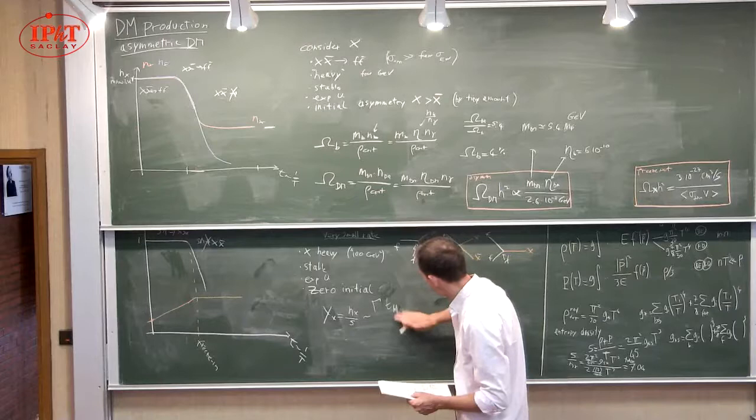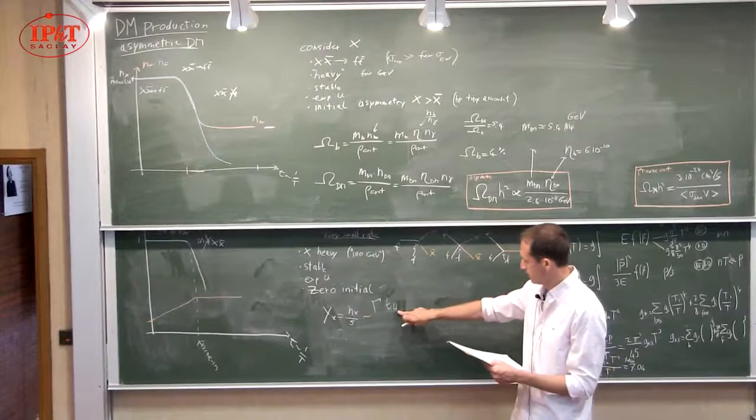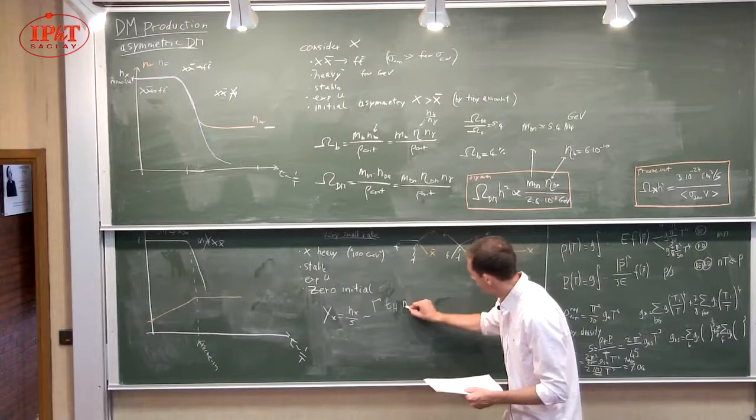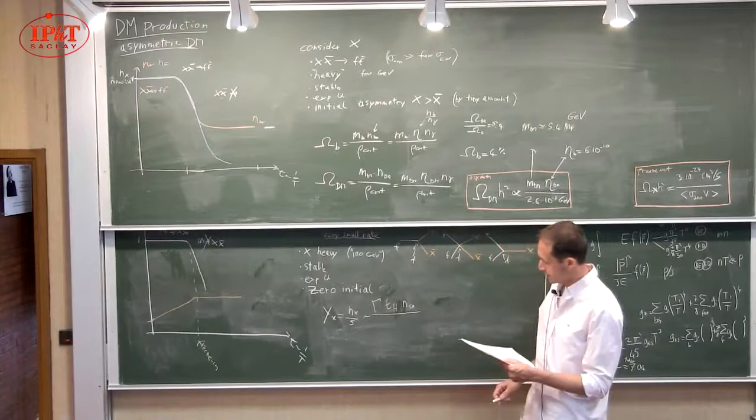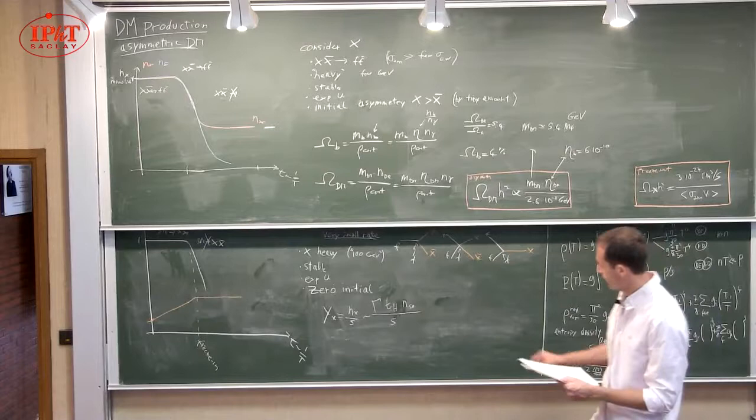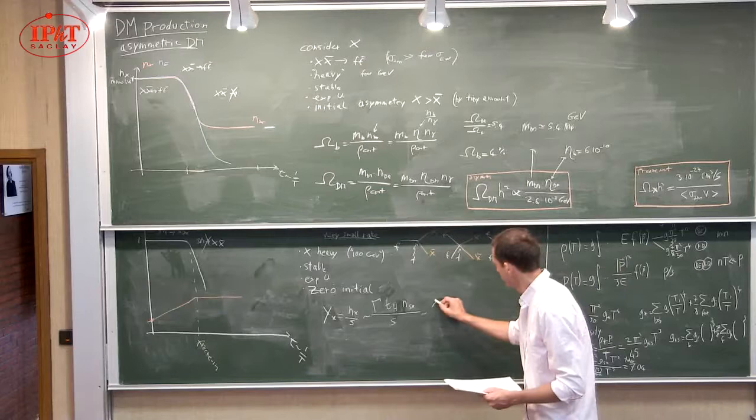So this is the yield, the number density of particles that you produce in a Hubble time. The rate of the process times the time that you have at disposal, the Hubble time, times the density of standard model particles which are present, right? So rate times time, times the number density of particles which are subject to this decay here, divided by the entropy. So let's say that the rate is typically lambda squared times a temperature.